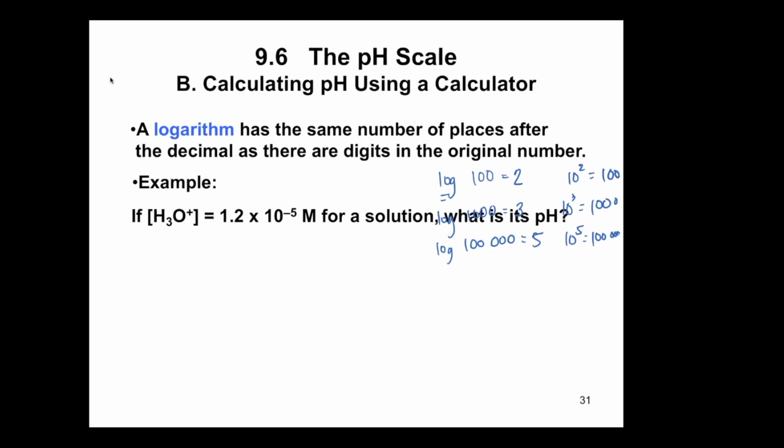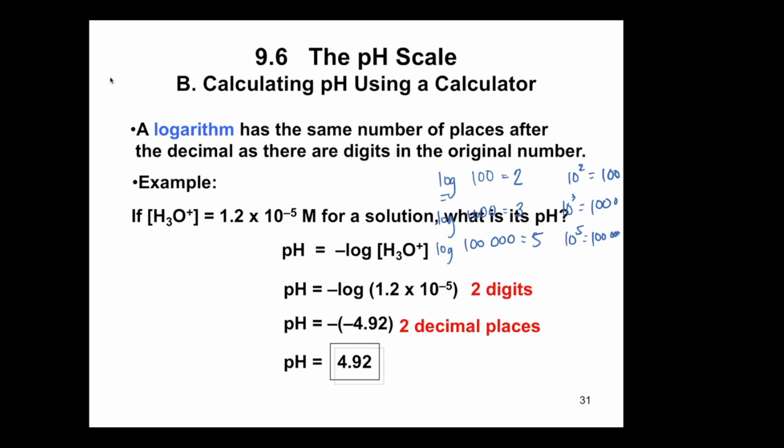Okay, so how do we input now sa calculator yung pH, to calculate the pH. So example, if H3O is 1.2 times 10 raised to negative 5 molar, so what is its pH? So i-input nyo lang sa calculator yung negative log of H3O or negative log of 1.2 times 10 raised to negative 5. Okay? So if you input that sa calculator, try inputting it sa calculator. So negative log of 1.2 times 10 raised to negative 5 is equivalent to 4.92.